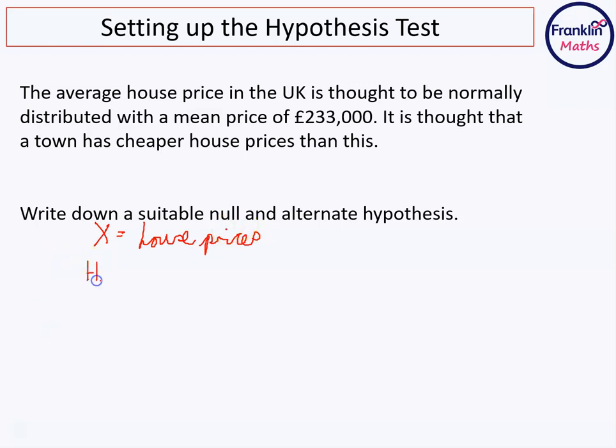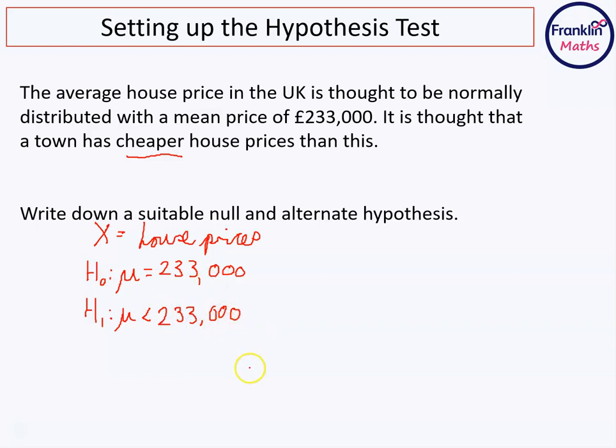So what's H0 going to be? If you want to pause the video and write this down, and then mark with me, it doesn't really matter, you can just follow this bit. So the mean in this case is going to be no change, so it's going to be 233,000. And the alternate hypothesis, so the mean is cheaper, so that's where the mean is less than 233,000.